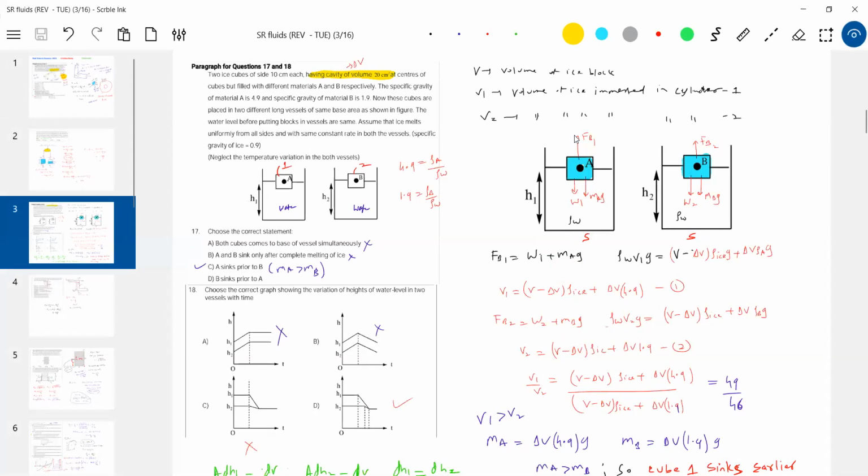Okay, let me explain the main idea. At equilibrium, buoyant force will balance weight of ice plus weight of the material in the cavity. Now what is the buoyant force? V1. What is V1? Volume immersed. Of what? Volume immersed of the ice cum material A in the water. That's V1, I wrote here. V is volume of ice block. V1 is volume of ice immersed in cylinder 1. V2 is volume of ice in cylinder 2.